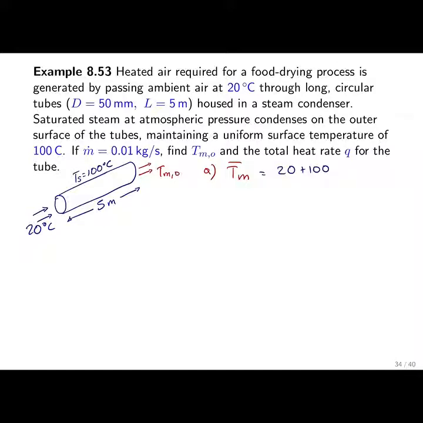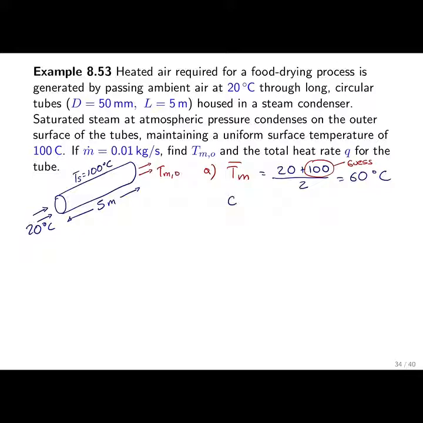Remember, this is a guess value, and the average will be the sum of the two temperatures divided by 2, so that's going to be 60 degrees C. That's an estimation of the mean temperature, and with that we can go to the table in the appendix of the book and find the values.